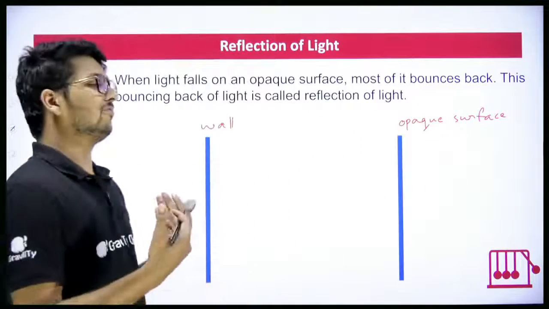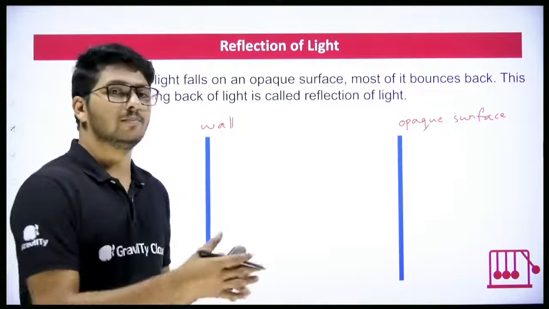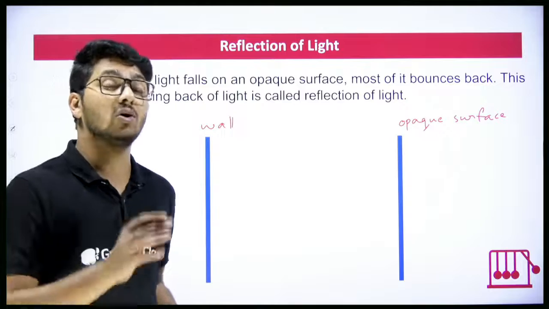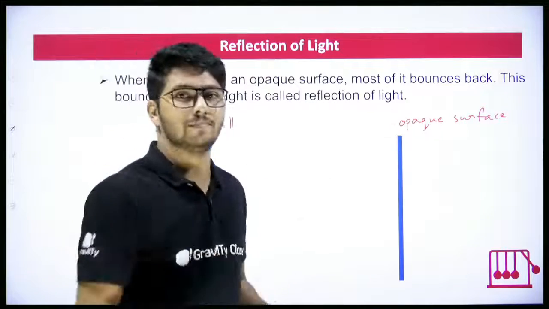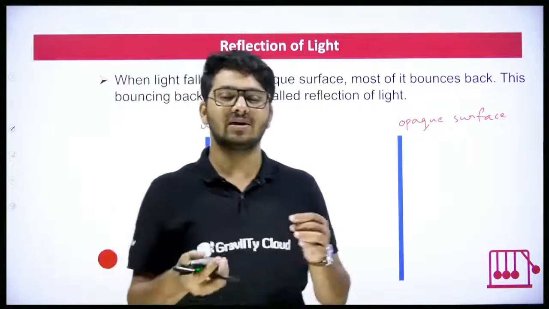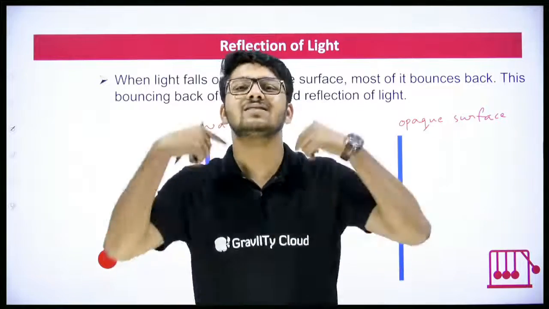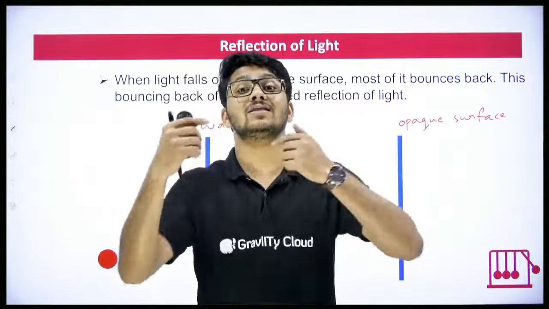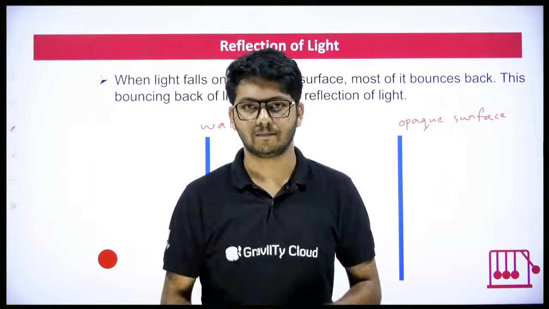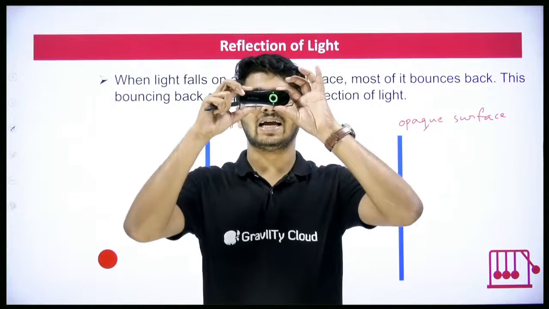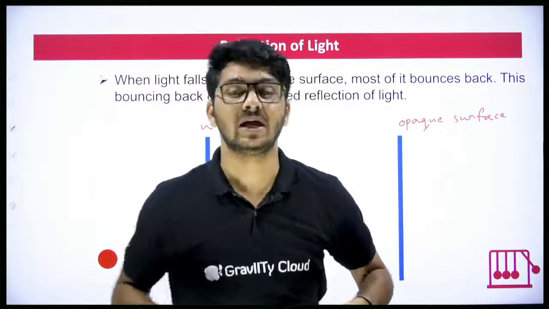Similarly, if I take an opaque surface, now why are we only considering opaque surfaces? What does an opaque object mean? It means these objects do not allow light to pass through them. We cannot see through opaque objects. For example, the lens of my specs, I can see through them. That means light can pass through them. They are transparent. But can I see through this remote? I cannot. So this remote is opaque.